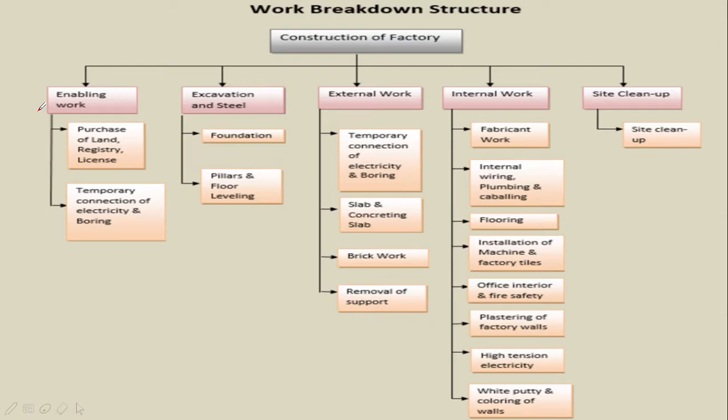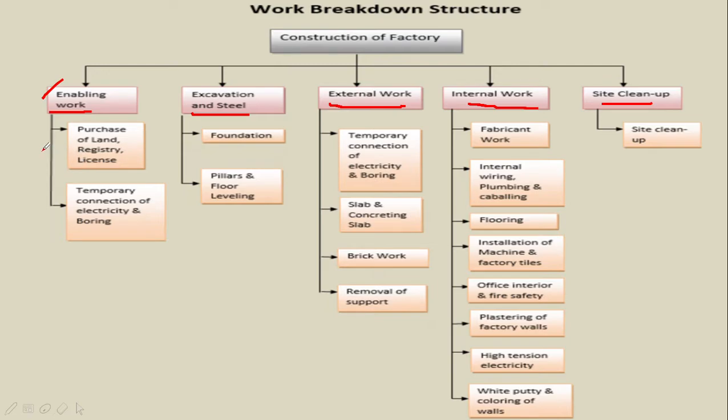Now, the activities related to the construction of a factory can be broadly described under 5 heads, which are enabling works, excavation and steel, external work, internal work, and site cleanup. First one is enabling work, which means procedures to start the construction, like purchase of land and taking temporary connection of electricity and water. In our case, the connection is taken from the Maharashtra State Electricity Distribution Company Limited.